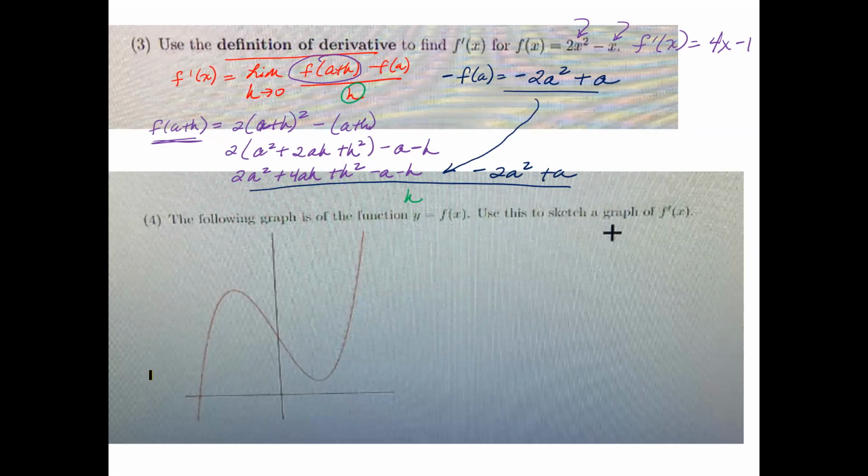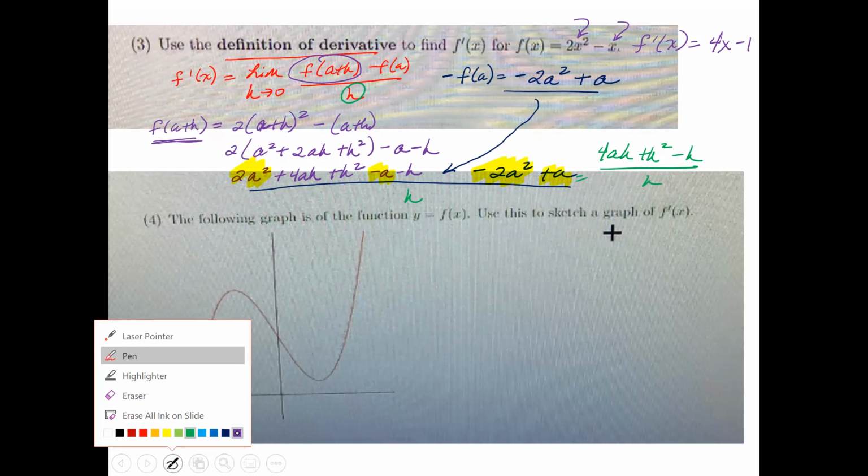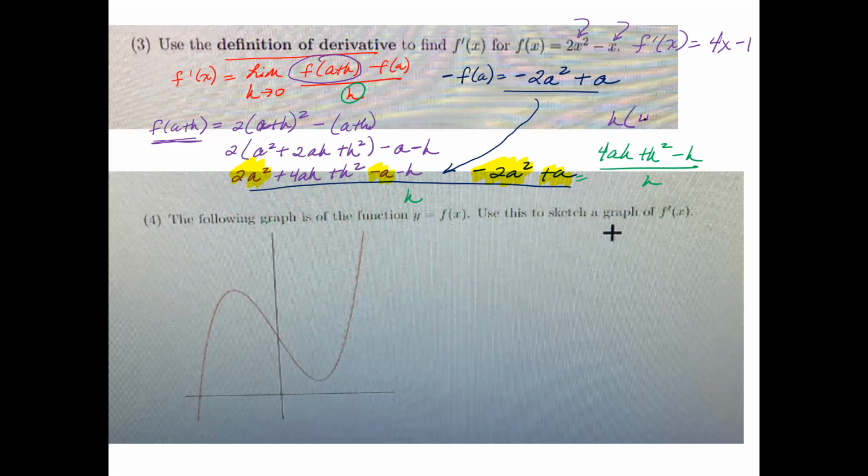And here comes the fun part, because you can actually cancel a few things. So negative a squared, positive a squared, you can cancel that. Negative a, positive a. And I think that's as far as you can go. So then what's left is I have 4ah plus h squared minus h over h. Now what you should realize is that you can factor out an h on top. So you have h times 4a plus h minus 1. This h and this h cancel, and you have 4a plus h minus 1. And this right here is your f prime of x.